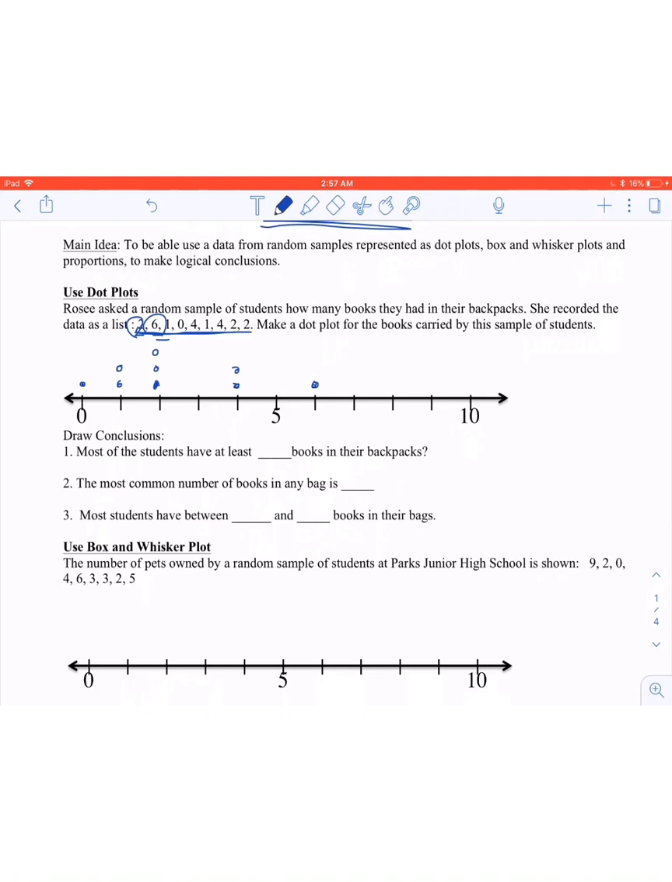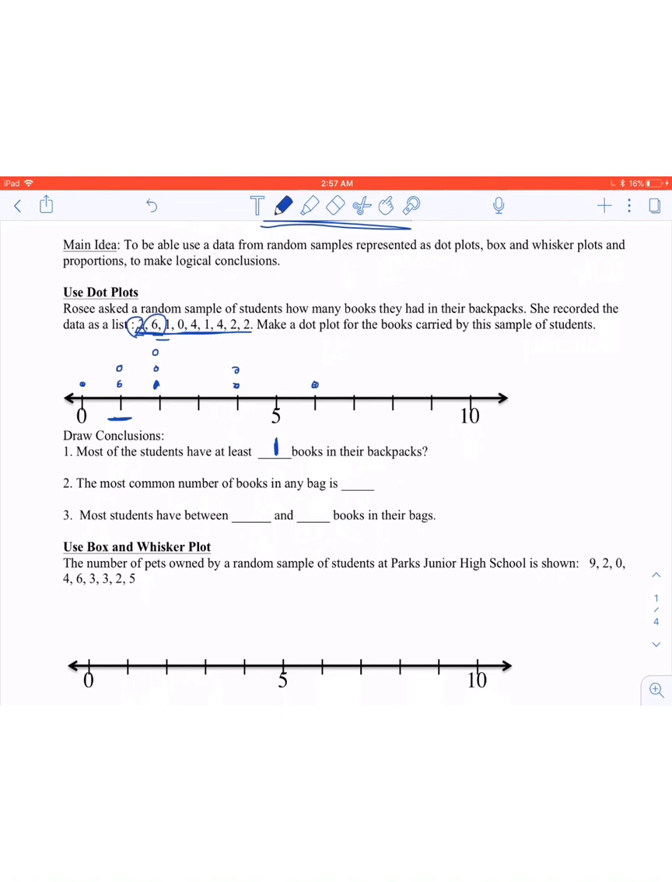Alright, so we're going to make some predictions, conclusions, and so on. It says most of the students have at least how many books? They have at least one book, right? Most students have at least one book, except for that one student who had 0 books.